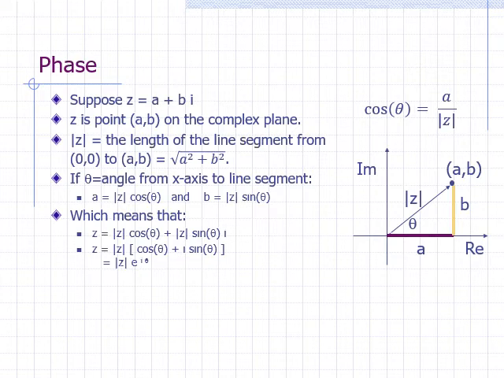So here we have an alternative way of expressing a complex number. z is equal to its absolute value times e to the power i times theta. Instead of expressing it in terms of its real and imaginary parts, we can express a complex number in terms of its absolute value and theta, which is called the phase angle. Either way, we need two numbers to express it.